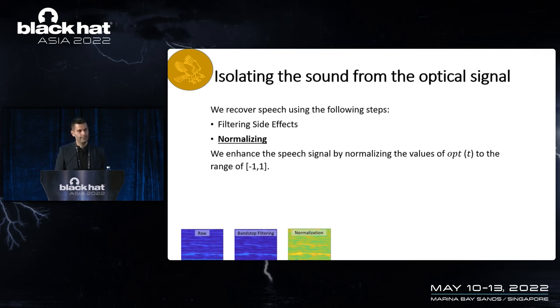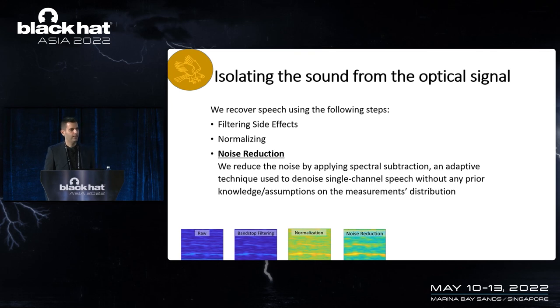Next, we normalize the signal. Normalizing is a technique which is used in the area of speech in order to enhance the speech in the signal. And we normalize the signal to the range of minus one and one, and you can see at the bottom the effect of normalizing the signal.